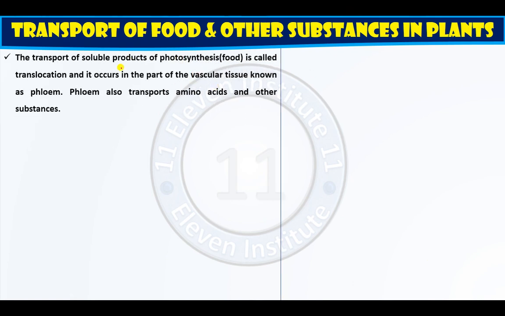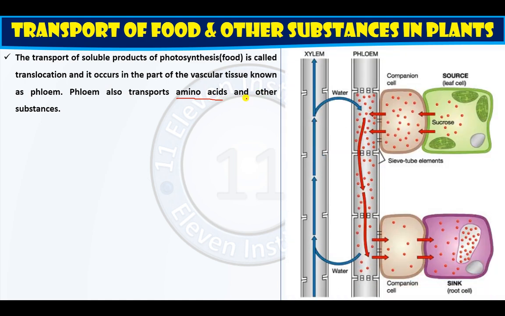The transport of soluble products of photosynthesis, that is food, is called translocation. There should be no confusion: transpiration is a different thing, translocation is a different thing, right? The transport of soluble food products of photosynthesis is known as translocation, and it occurs in the part of vascular tissue known as phloem. Phloem also transports amino acids and other substances. So the food products of photosynthesis are transported, but apart from that, amino acids and other such substances are also transported by phloem, right?